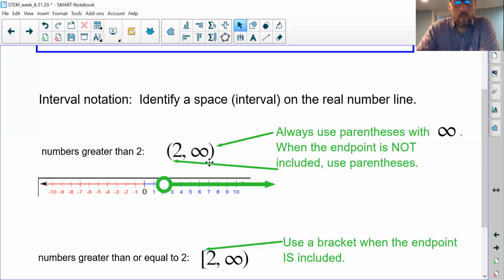You always use parentheses when you are talking about infinity, because I always like to think of it, if I asked you to put your finger on a certain number on the number line, you could put your finger on 7 and 8 and pi, you could get kind of close, but infinity is not really tangible like that. So infinity will never have a bracket, which we'll talk about in a second, but it will always have parentheses.